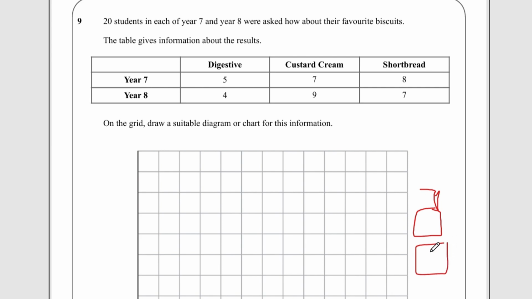And when you're drawing for year 8, you could have the one that has maybe stars on it. Star, star, star, something like that. So this star is for year 8. Now digestive is 5 and 4. So when you label, don't forget you start from 0, so you have to put the numbers. Let's say this is 2, 4, and this is 6. So digestive is 5 and 4. So this is 5 here.